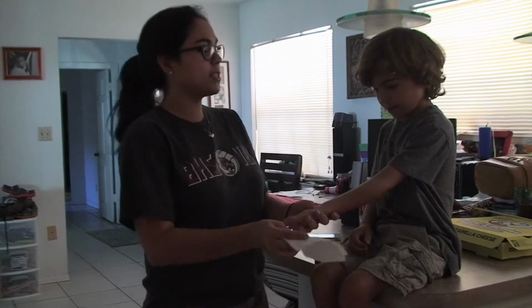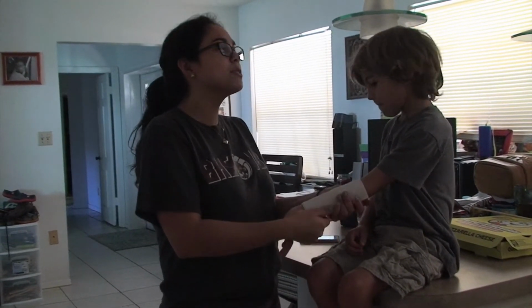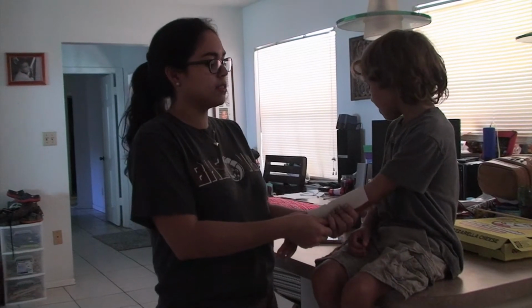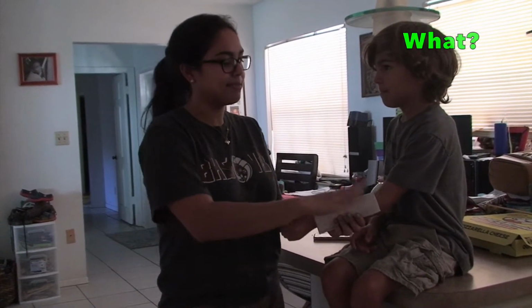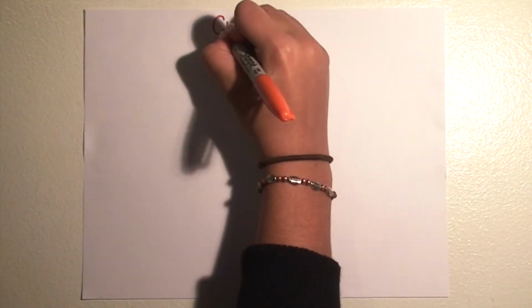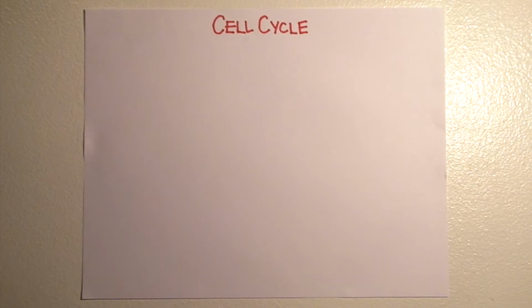All we have to wait for is cell division to occur. What's that? Well, cell division, which is like the cell cycle, is when your cells divide and duplicate their DNA. Do you know what I mean? Yes. So Joshua obviously had no idea what I was talking about, so I will just draw the cell cycle.